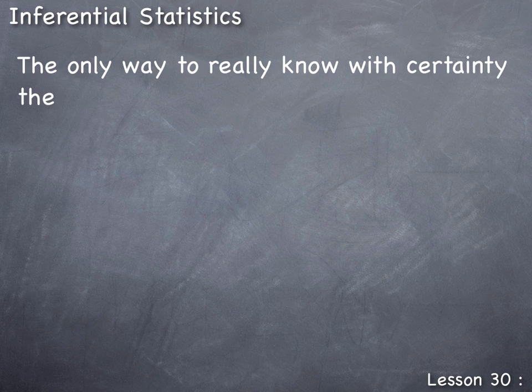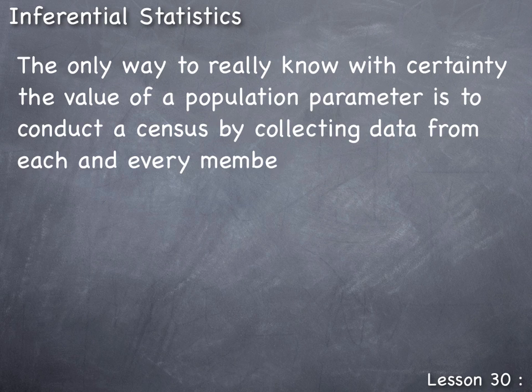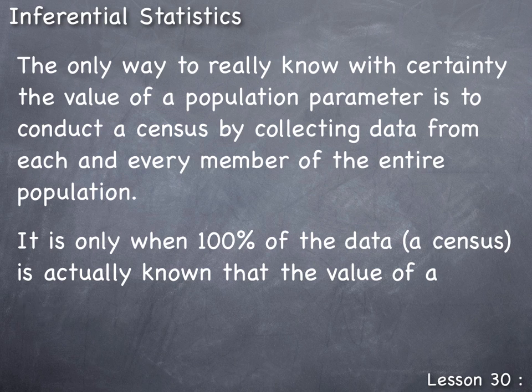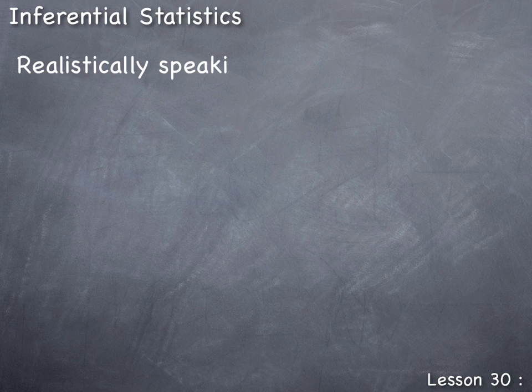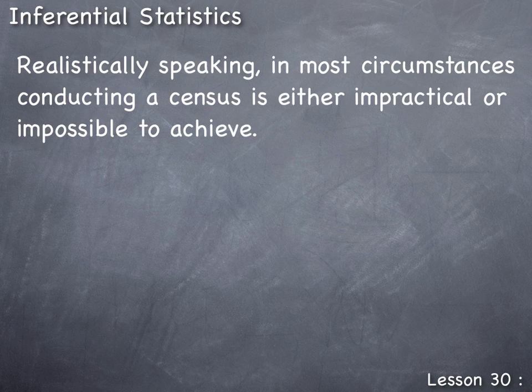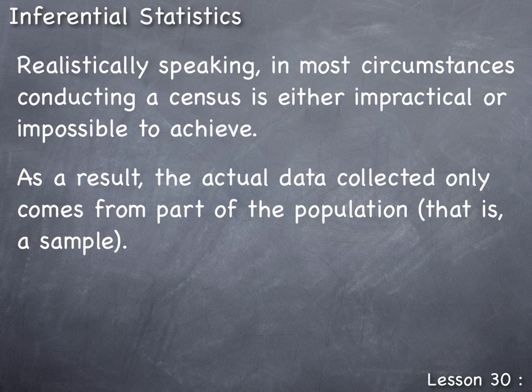The only way to really know with certainty the value of a population parameter is to conduct a census by collecting data from each and every member of the entire population. It is only when 100% of the data, that is, a census, is actually known that the value of a particular population parameter can be determined with 100% accuracy. Realistically speaking, in most circumstances, conducting a census is either impractical or impossible to achieve. As a result, the actual data collected only comes from part of the population, that is, a sample.